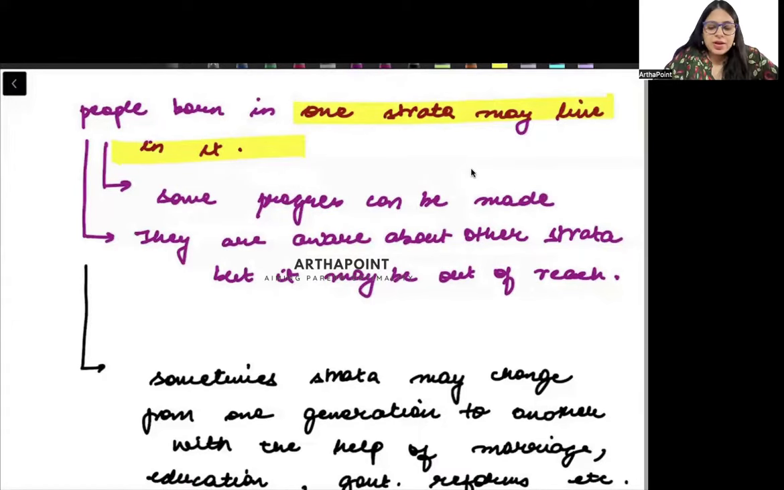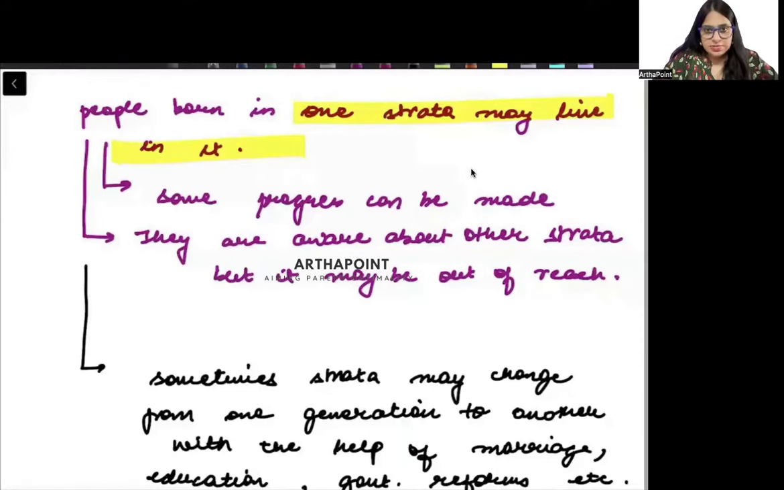जैसे for example, maybe if my parents are very poor, but somehow I get education, I go to Delhi School of Economics, and after reaching Delhi School of Economics, I get a very good placement, and I am able to pull my family out of poverty. So I have been able to change the strata of my family. मैं उनको एक level ऊपर लेके आ पाई.